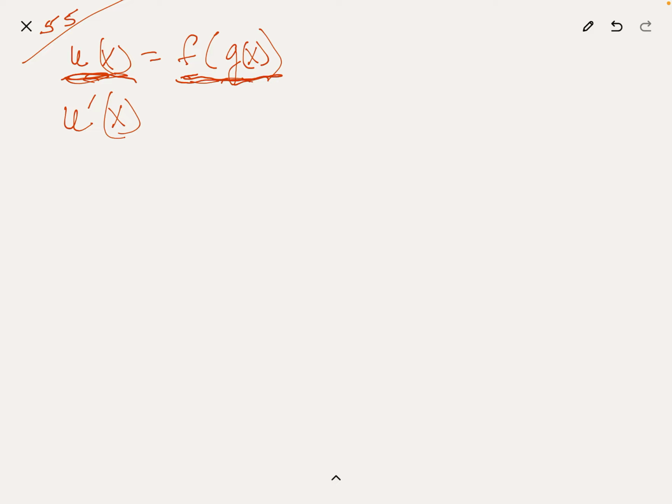So what's u prime of x, the derivative of u of x? Well, according to the chain rule, it's going to be g prime of x times f prime of g of x. Now, have we really gained anything? I mean, just looking at this, it's a little sloppy, but it looks like we haven't really gained that much. It still looks like a composite function of some sort.